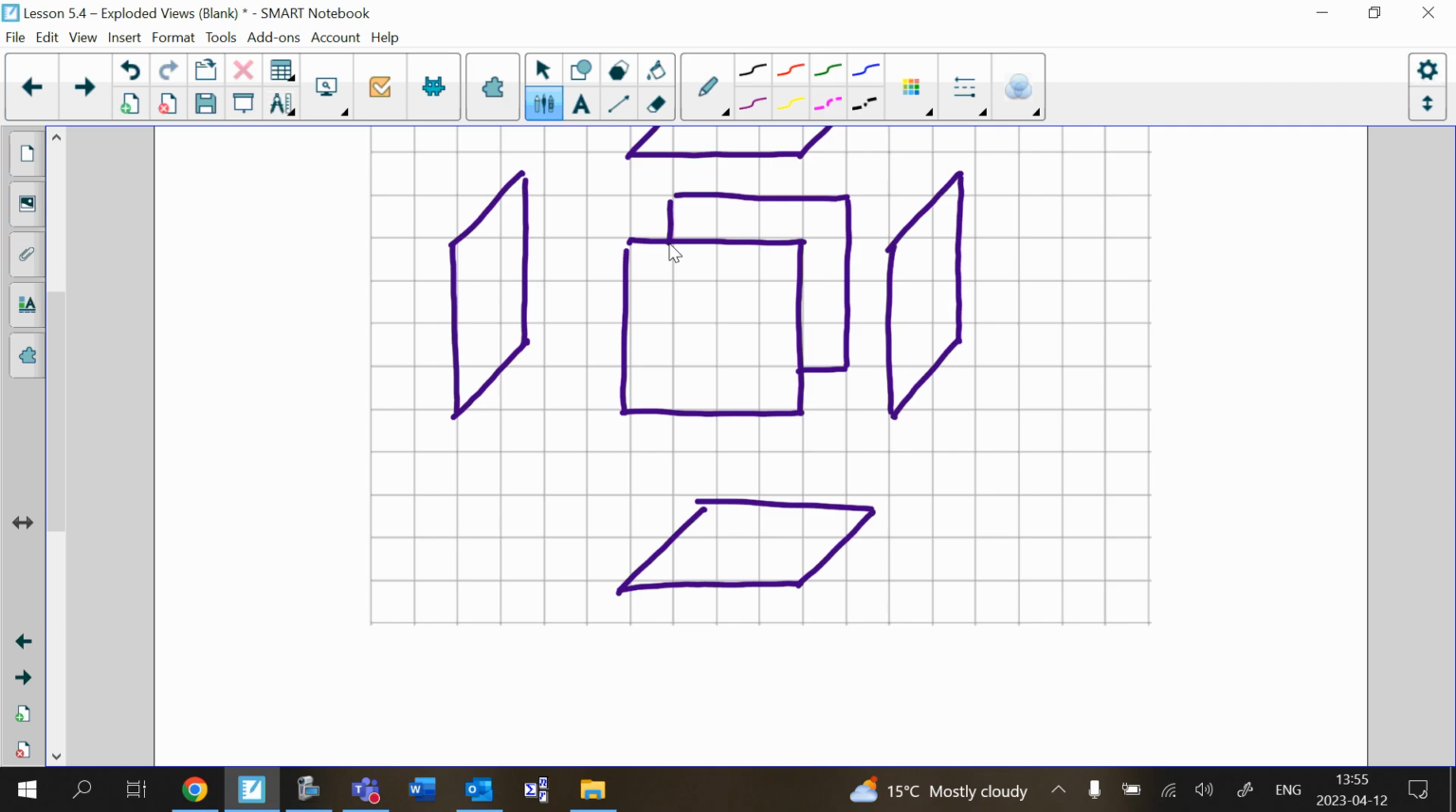Okay, let's try the bookshelf again. It looks very similar, but it's slightly different dimensions. And it's got a bottom. So it's a little bit different.